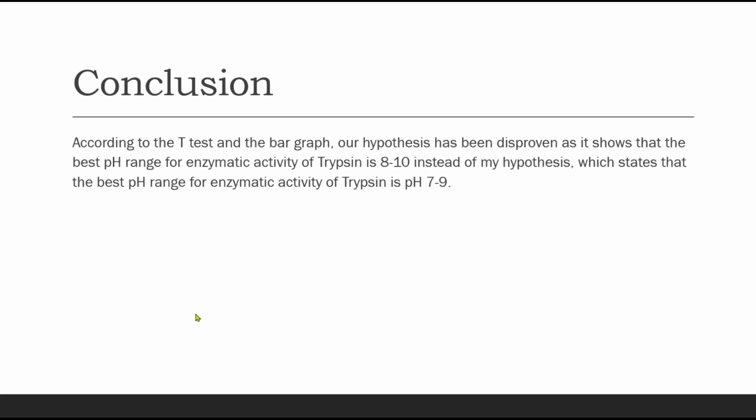So in conclusion, according to the t-test, our hypothesis has been disproven as it states that the pH range for enzymatic activity of trypsin is 8 to 10. However, our hypothesis was that it was between 7 and 9, which is why it's wrong. Also, the deviation of pH in the bar graph overlaps between 8 and 10, and that's an additional reason why.